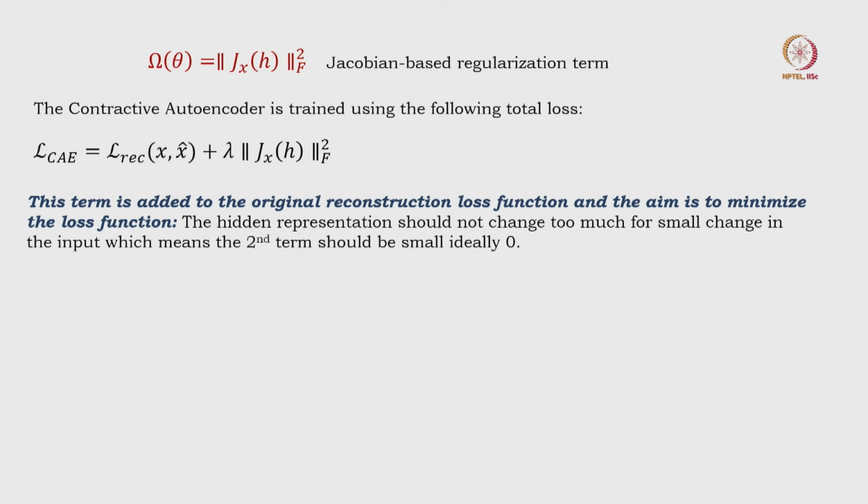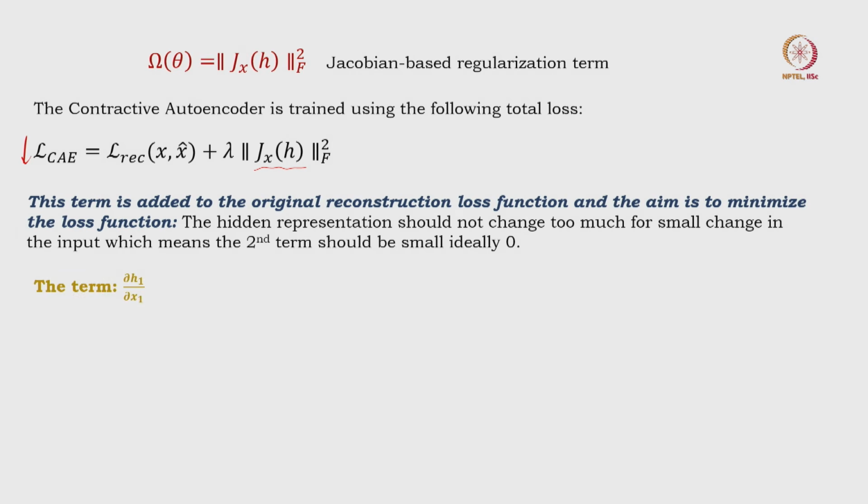And what is our overall aim? The overall aim is the loss should be minimized. If the loss has to be minimized, definitely this second term value should be small. If the second term value is small, what is the meaning of it? That hidden representation should not change too much for a small change in the input. Therefore, the second term will be ideally close to 0.